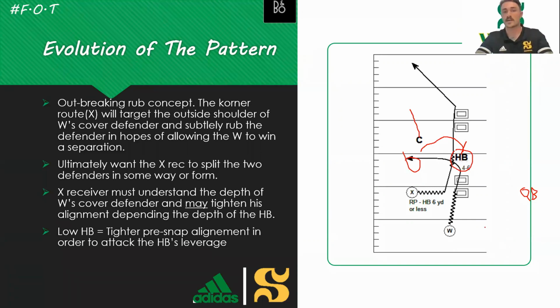So as you can see within the coaching points, the X receiver must understand the depth of W's cover defender and may tighten his alignment depending on the depth of the halfback. So we say the lower the halfback, the tighter the pre-snap alignment, in order to attack the halfback's leverage.